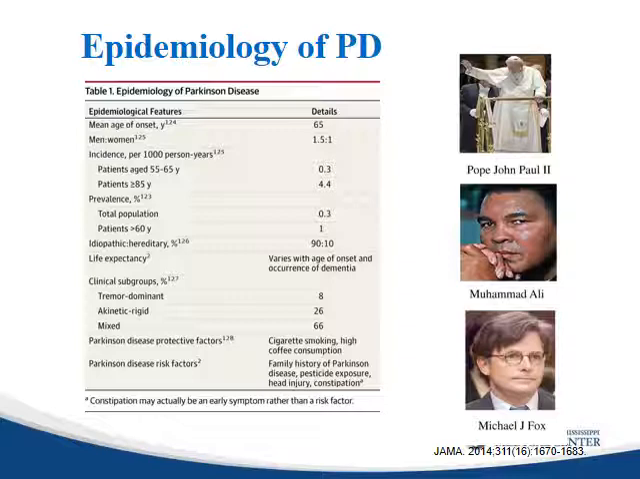Coffee consumption is another protective factor for Parkinson's disease. People who have been drinking coffee have a lower chance of developing Parkinson's disease. Other Parkinson's disease risk factors include a family history of Parkinson's disease, pesticide exposure, head injury, and, interestingly, constipation has been listed as a Parkinson's risk factor. We don't know, and later on we will talk about how constipation is also considered a prodromal symptom of Parkinson's disease. So it's hard to say whether it's a risk factor or part of the disease.